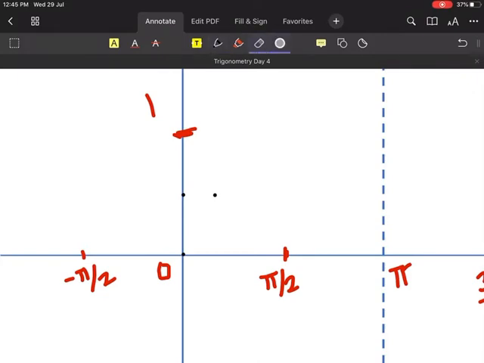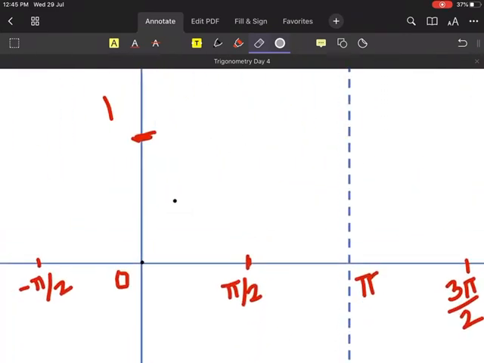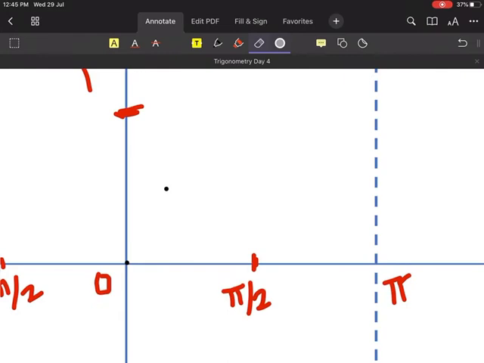Sine 60 is how much? 1 by root 2. Now can you tell me, is 1 by root 2 greater than 1 by 2 or less than 1 by 2? Less than. No. Sine 60 degree is how much? Sine 60 degree is root 3 by 2. Yes. So obviously it is greater than 1 by 2. Yes or no? Root 3 by 2 is greater than 1 by 2.